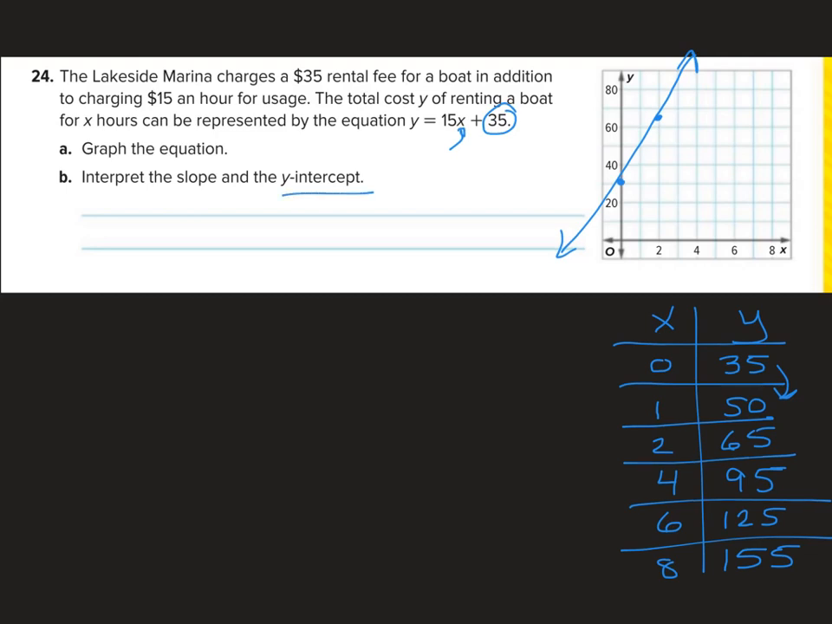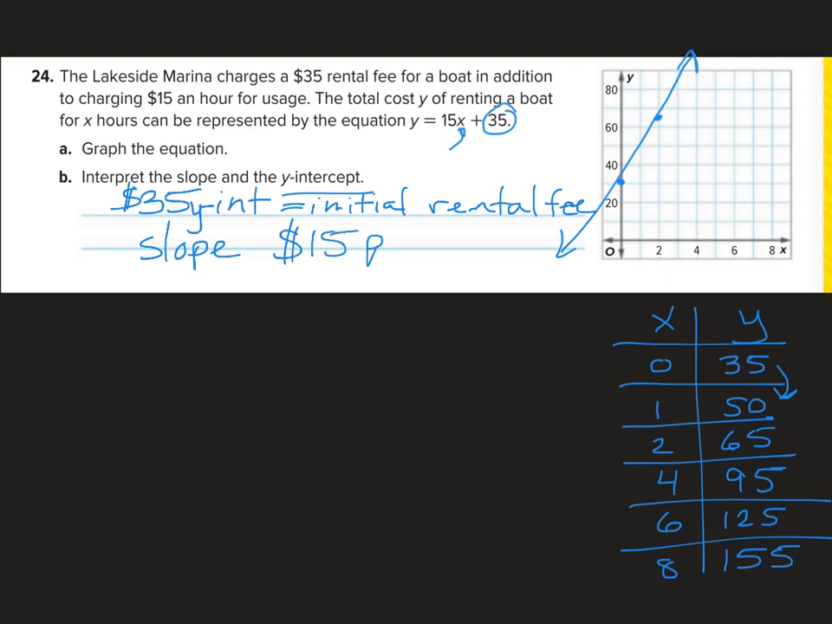I'm going to reread my problem. The Lakeside Marina charges $35 for a rental fee. So that's like the initial charge. So the y-intercept is the $35. The y-intercept is like the initial rental fee. And then the $15 an hour would be the slope. So slope would be $15 per hour.